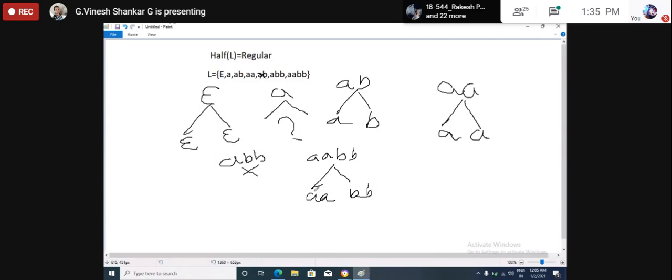This is nothing but half, this is nothing but half of L. I can write 1 by 2 of L. So what is the first half here? First half, second half properties are there, no? See, I can take first half.